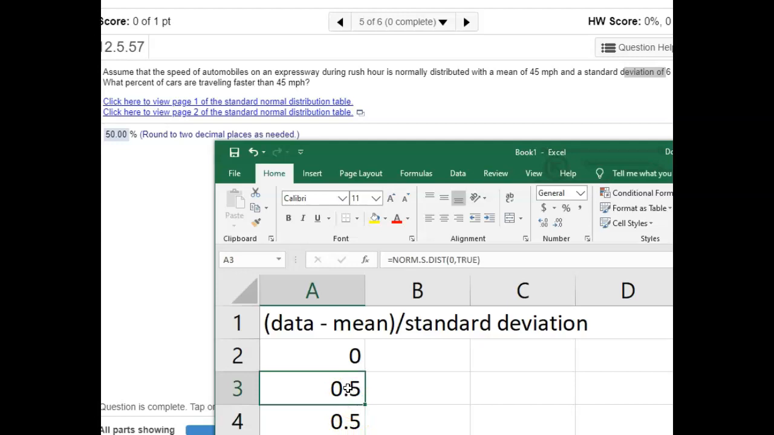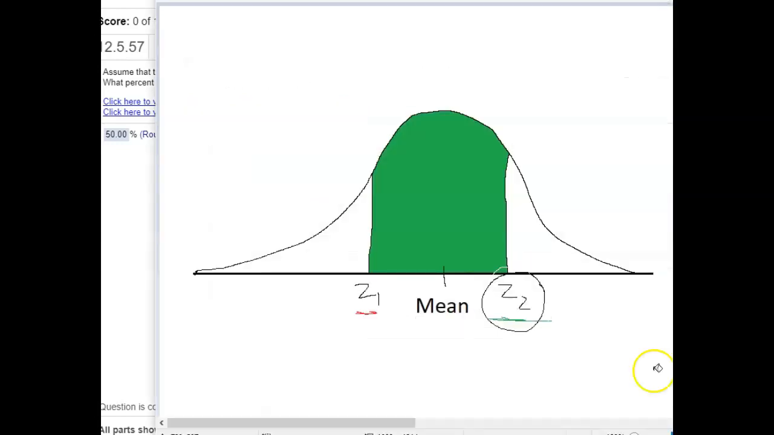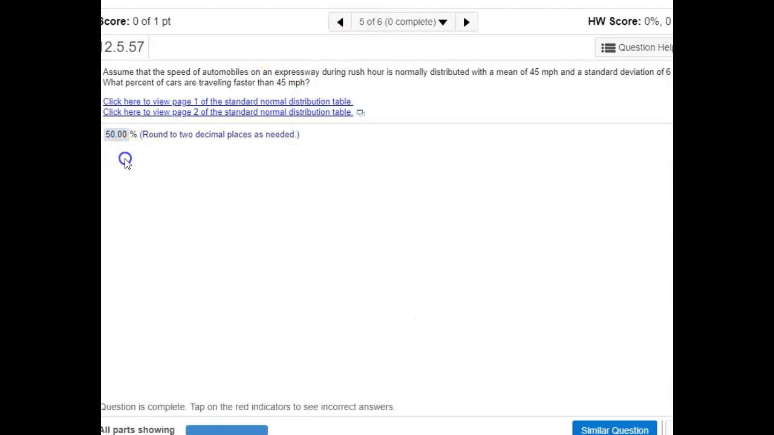So since we're right at the mean, if you think about how a normal distribution looks, it's perfectly symmetric on either side of the mean. So if there's 50% going slower than 45, slower than the mean, there should also be 50% of cars traveling faster at a larger speed than the mean. So 50% on each side of the mean, and 50% is our solution.